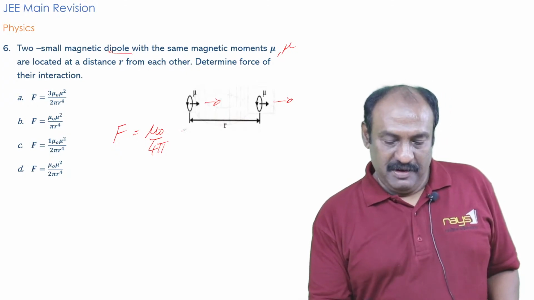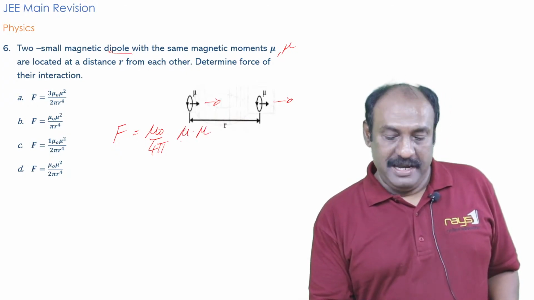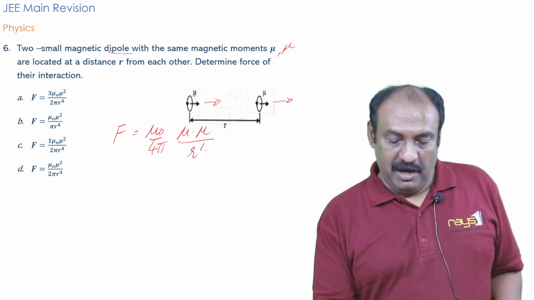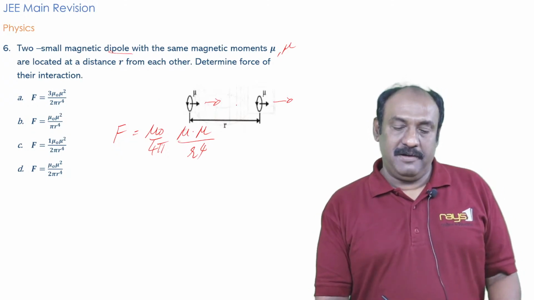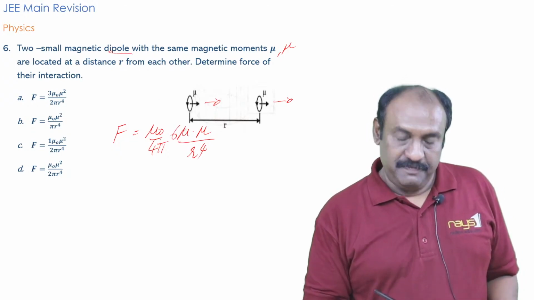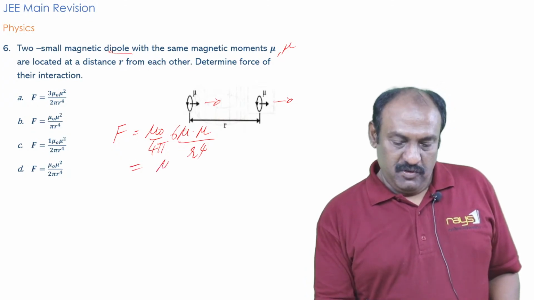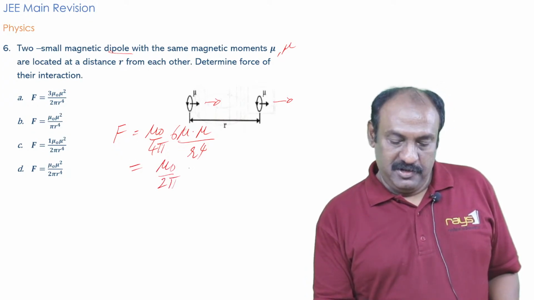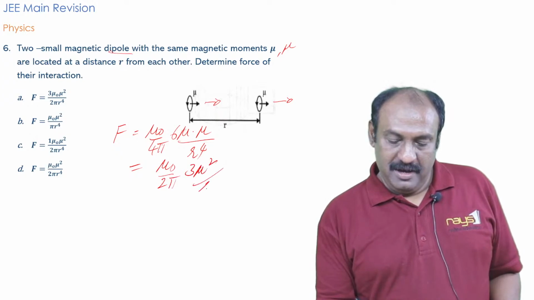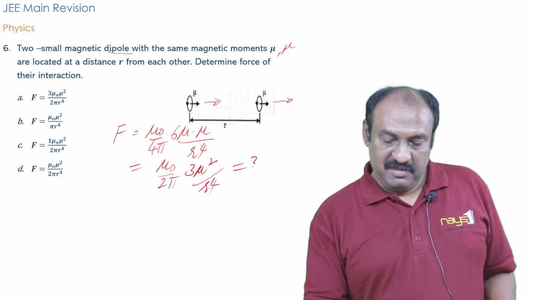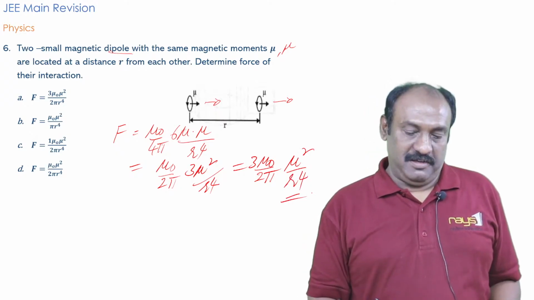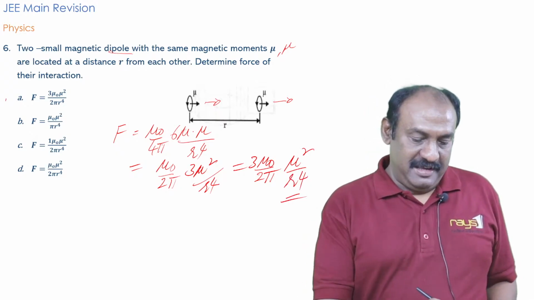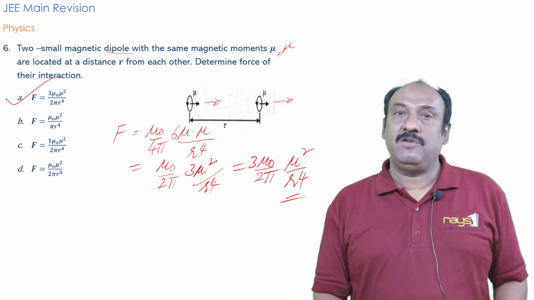Therefore it is m1, that is mu, into m2, mu, by d power 4, that is r power 4. But these are on the axial line, so for the axial line it is 6. So therefore, mu naught by 2 pi into 3 mu square by r power 4. So 3 mu naught by 2 pi into mu square by r power 4 is the answer for this question. So for question number 6, answer A.